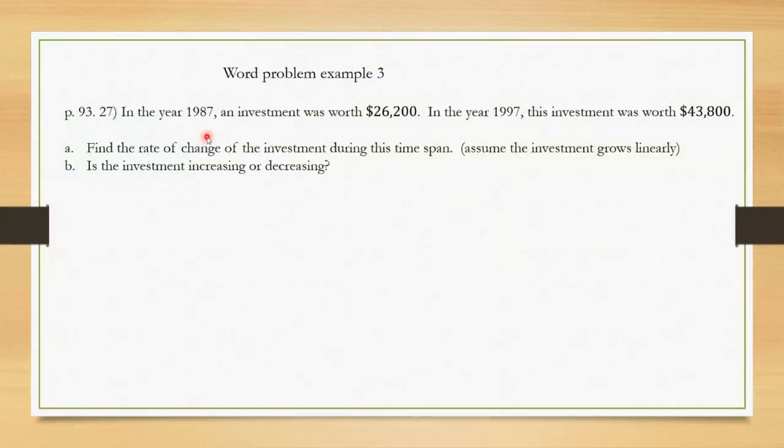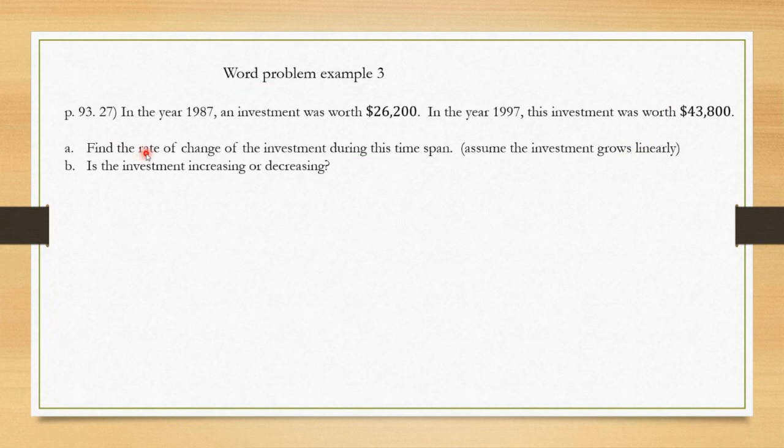Here, in the year 1987, you have an investment that's worth this amount. Now, in the year 1997, the investment was worth this amount. Now, we want to find the rate of change of this investment. So here it's nice because I tell you that the investment is growing linearly. Well, the rate of change then is nothing more than slope.